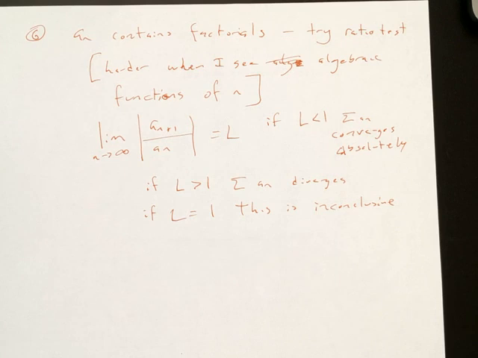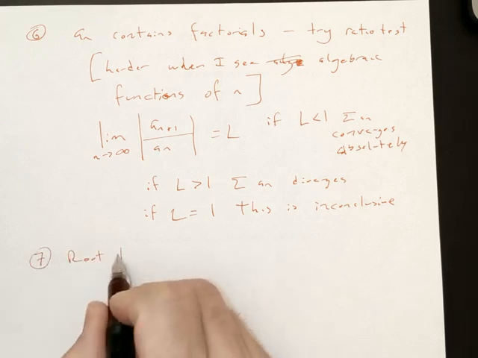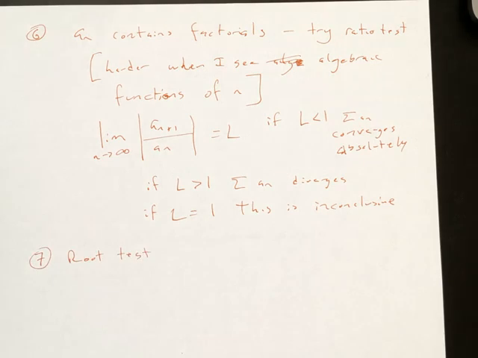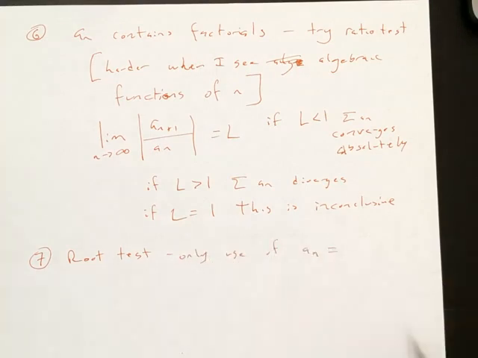There are really only 2 more tests left in front of me of the things we covered. Number 7 is the root test. But the only time I'm going to use the root test is when a_n looks like that's what the test is. But when should I use it? If I'm going to take the nth root, if I've got stuff with an nth power.